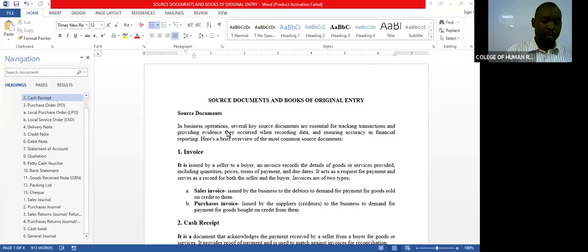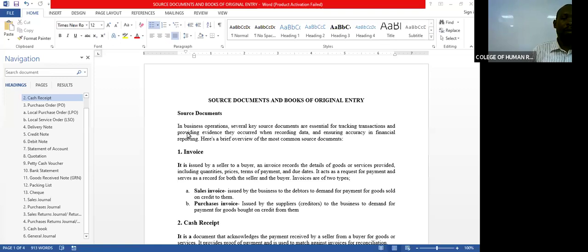The source documents and books of original entry. So on one part, we shall be discussing the source documents, and on the other side, we shall be talking about the books of original entry. So we start with the source documents.